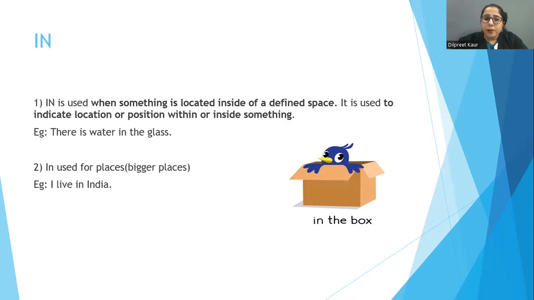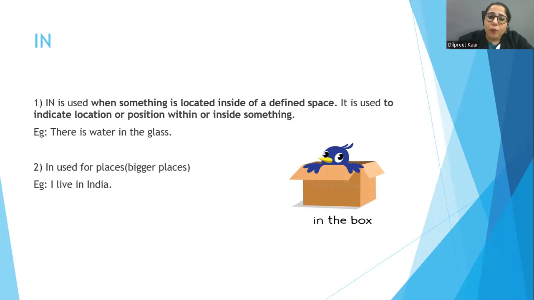For example, there is water in the glass. जैसा कि आप मेरे example में and picture में भी देख पा रहे हैं, in the box. So, in use होता है किसी भी space के अंदर की position बताने के लिए. For example, my money is in my bag, right? My books are in the cupboard. My wallet is in my handbag. So, different tarah ke examples.